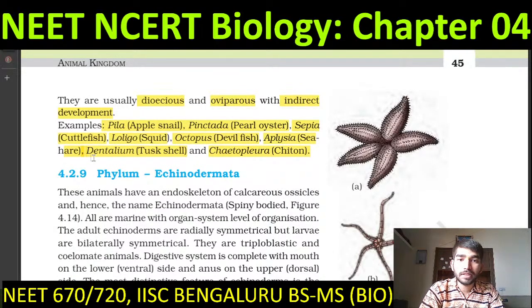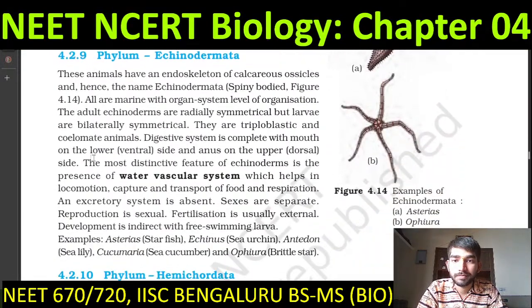Because the examples are not that many in the NCERT, you should remember most of them, and I would say remember all of them. Maybe in some questions they can twist the options and serve them to you, so you should be able to identify at least the organisms that are in the textbook. Pila, apple snail; Pinctada, pearl oyster; Sepia, cuttlefish. Read like this quickly, and after 2 or 3 times you will be able to recall most of them. Loligo, squid; octopus, devilfish; Aplysia, sea hare; Dentalium, tusk shell; Chaetopleura, chiton. So that's it for Mollusca.